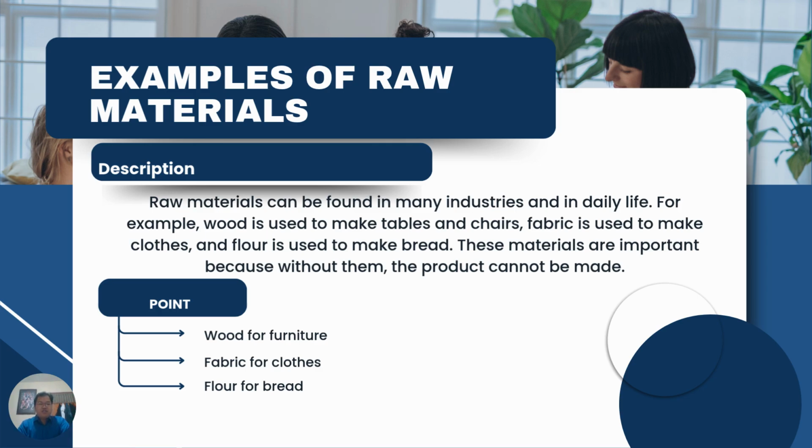Example of raw materials. Raw materials can be found in many industries and in daily life. For example, wood is used to make tables and chairs. Fabric is used to make clothes, and flour is used to make bread. These materials are important because without them, the product cannot be made. The point is, wood for furniture, fabric for clothes, and flour for bread.